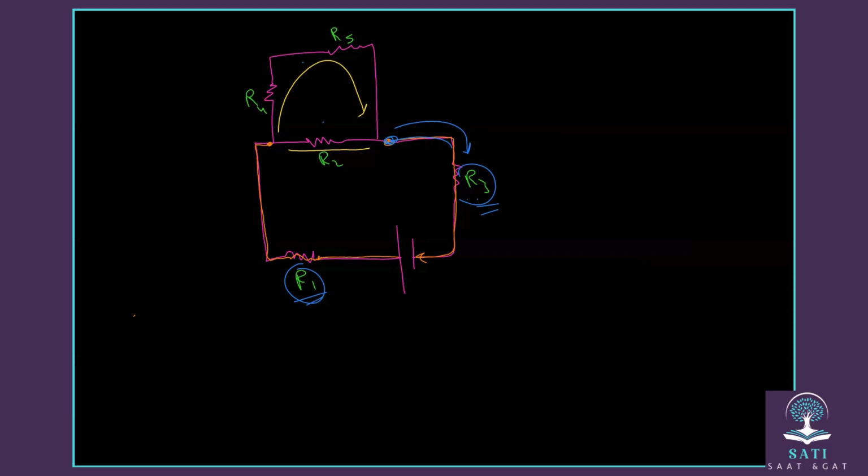Okay, what about this one and this one? As you see, R4 and R5, the current will move through them one after the other. So that means they are in series. So R1 and R3 are in series, and also R4 and R5 are in series. But now, what is in parallel?